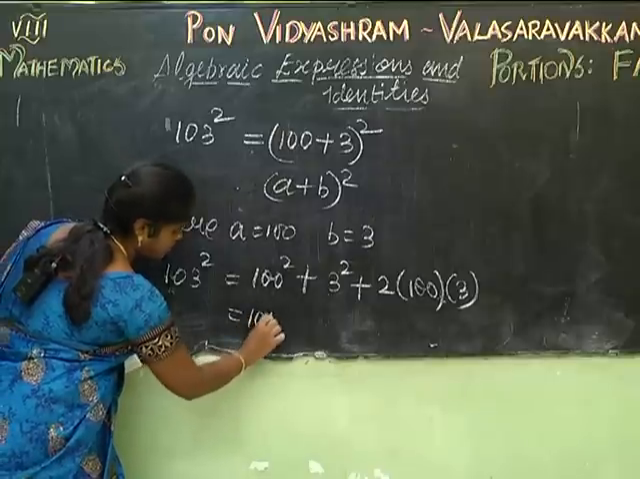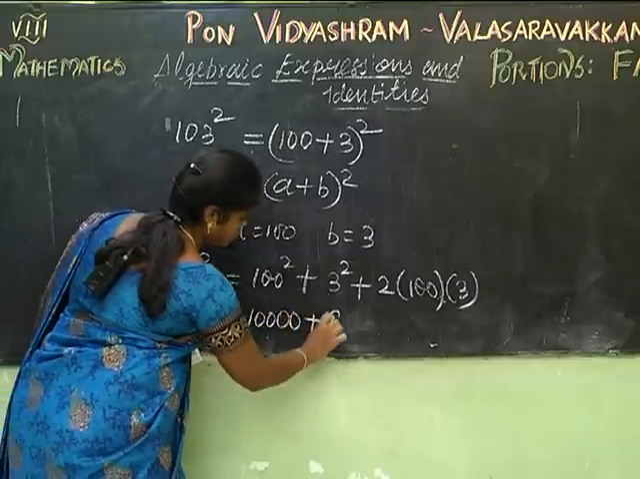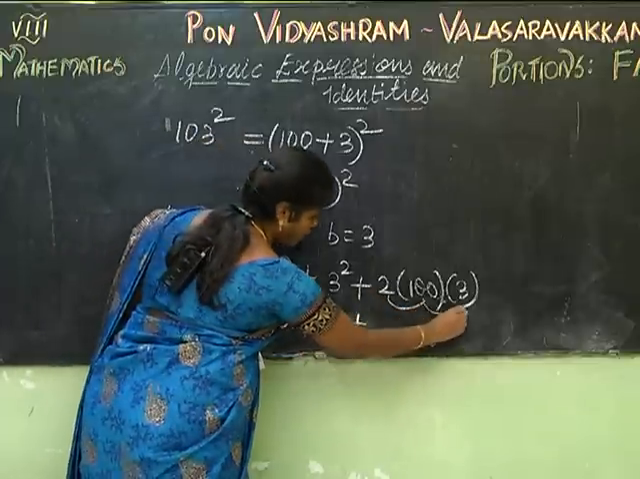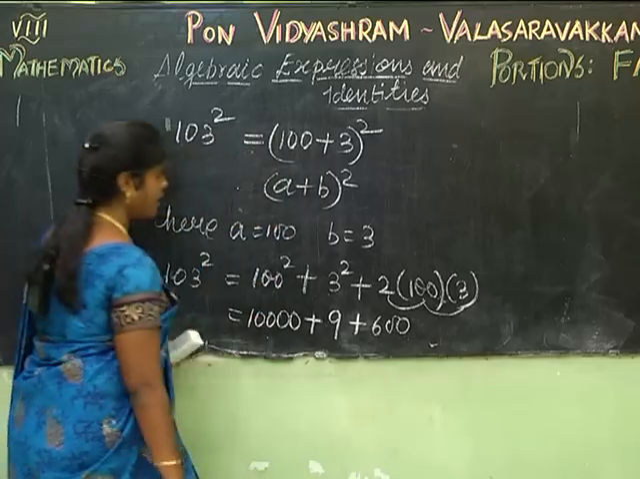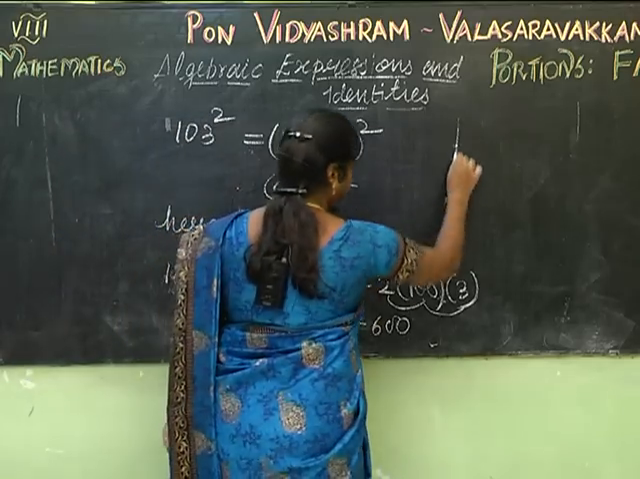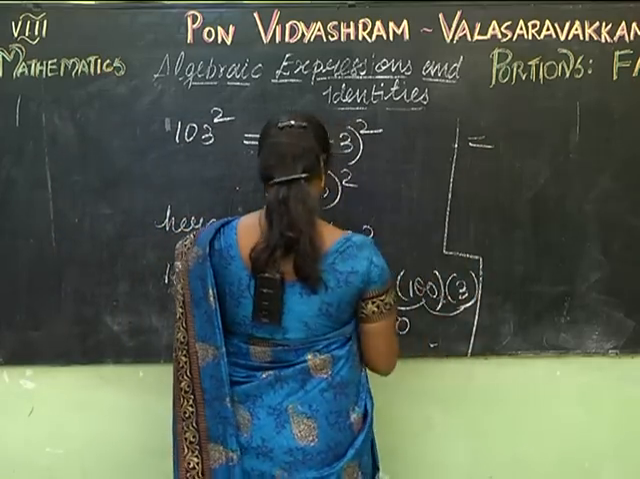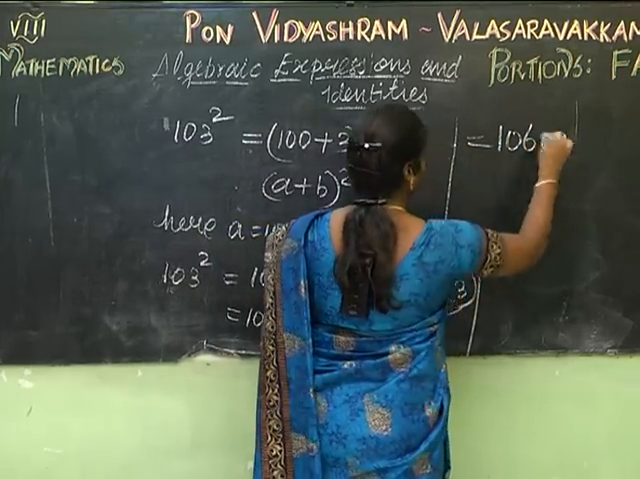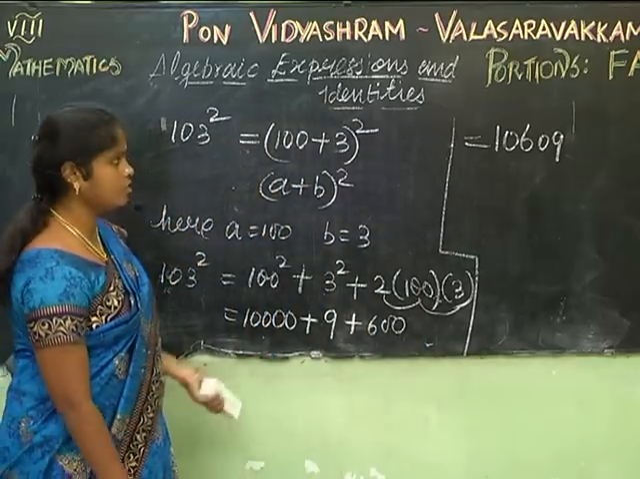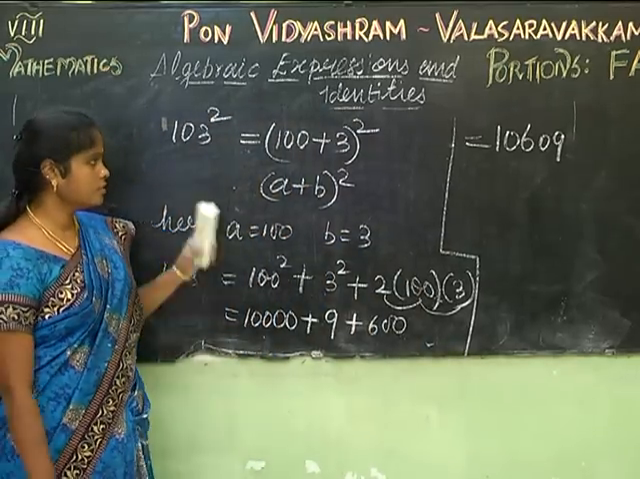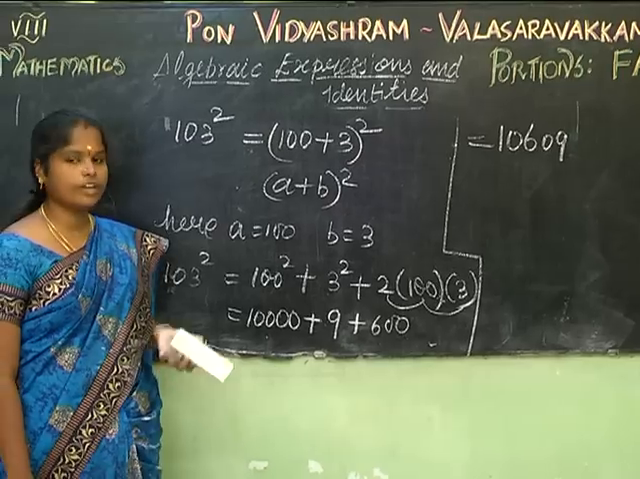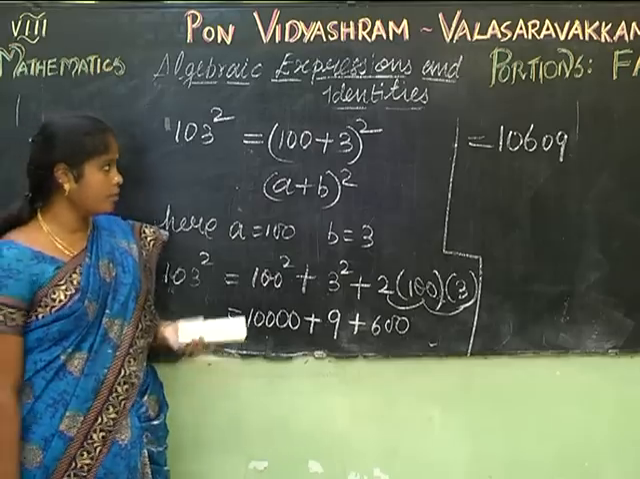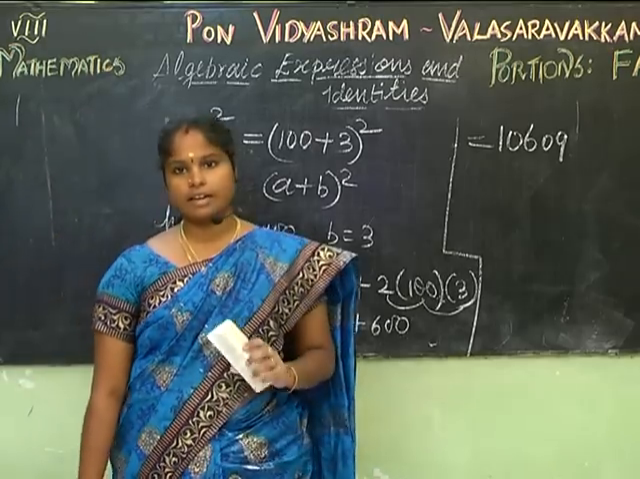So 100 square is 10,000, 3 square is 9, and 2 into 100 is 200, 200 into 3 is 600. So add everything, you will get the final answer. So 103 the whole square value is 10609. So this is the way you have to apply the identity to find the square of the number without using actual multiplication. Almost we covered all the concepts of algebraic expressions and identities.